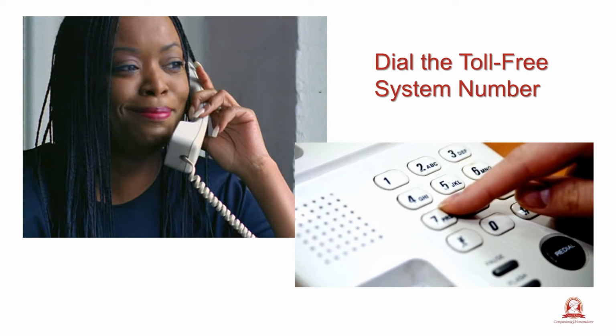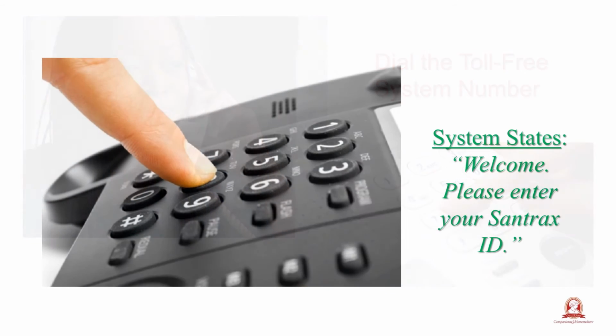To begin the clockout process, dial either of the toll-free timekeeping numbers from the top of the timekeeping instructions magnet or your pocket information guide. When the call connects, the system will respond and ask you to enter your 5-digit Santrax ID or personal identification number. The system will state, "Welcome, please enter your Santrax ID."